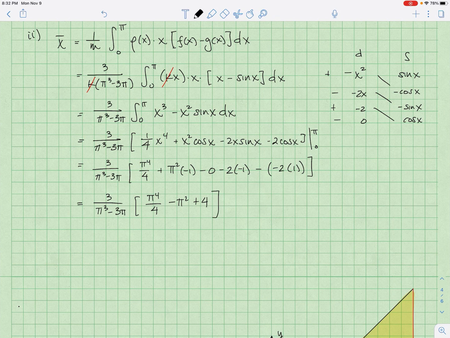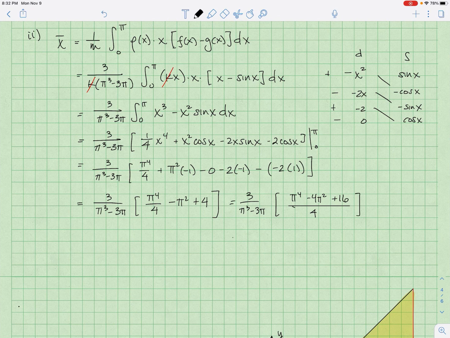And I don't know that that's going to clean up too fantastic, but it probably turns out to be a perfect square or something ridiculous, right? Let's see. 3 over pi cubed minus 3 pi. And then if I get a common denominator of 4, this will be pi to the 4th minus 4 pi squared plus 16. No, I don't think that that's a perfect square at all.